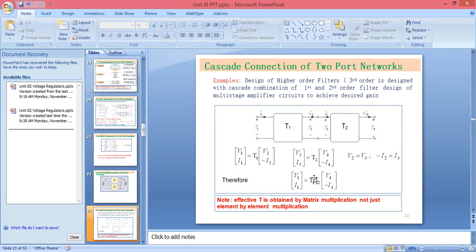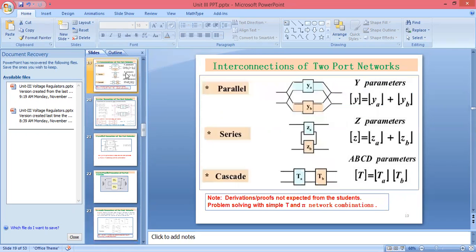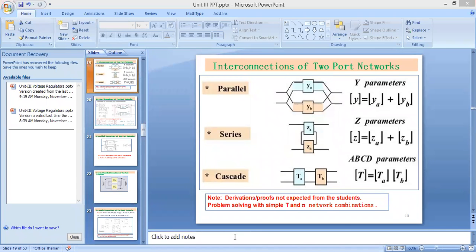Here we have finished how to make the interconnections for the two-port network. We can make parallel interconnections, which can be used for the Y parameter. We can use series interconnections with the Z parameter, because Z parameters are compatible with series interconnections.